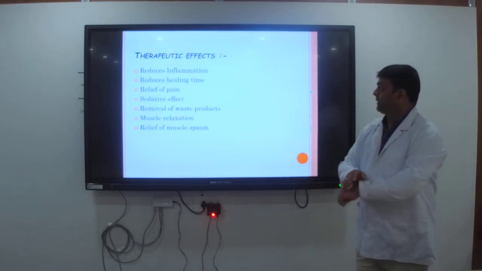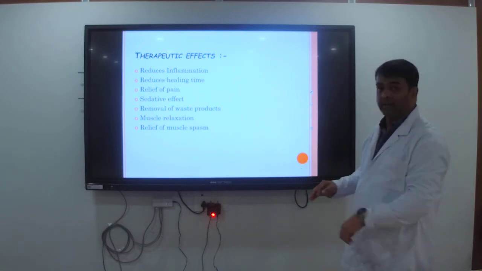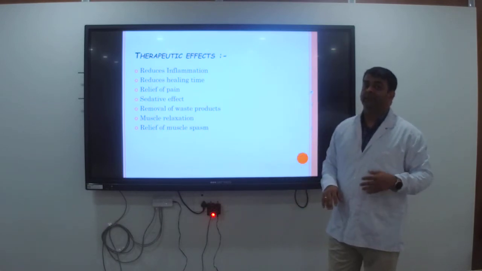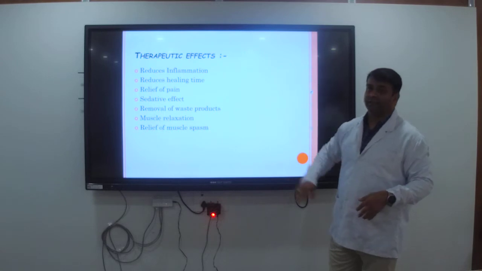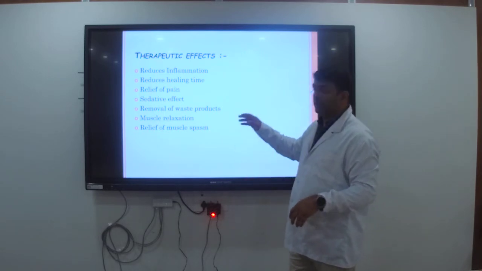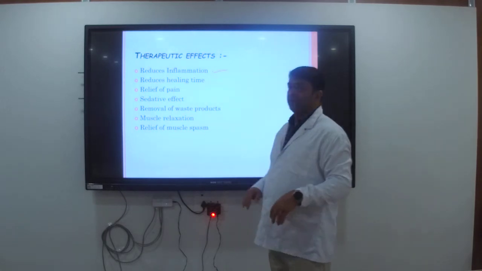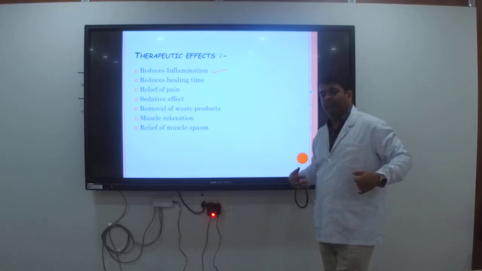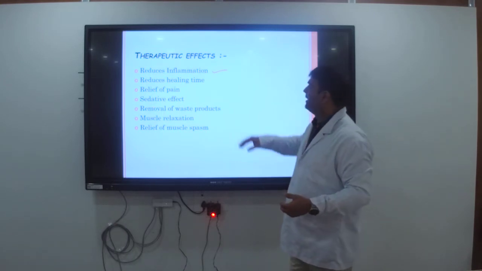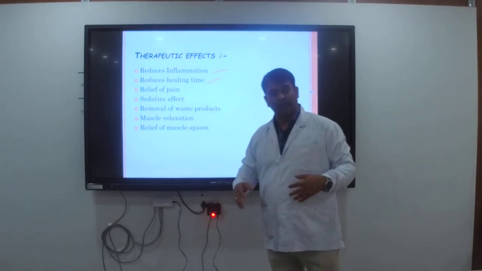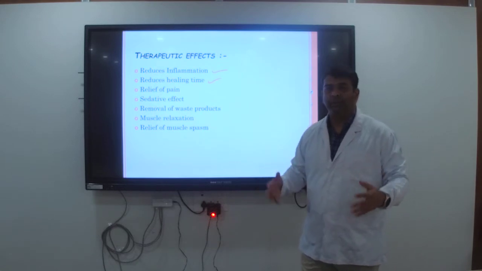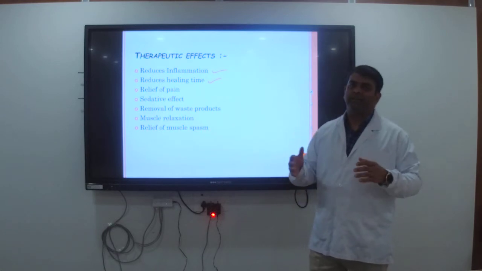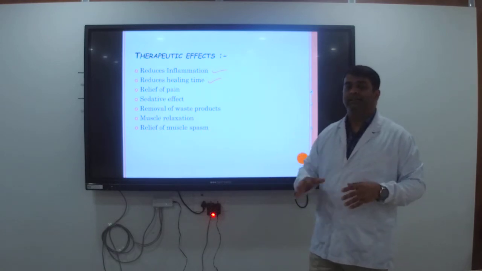Now, we have seen the physiological effects, and now we are going to therapeutic effects. Therapeutic effects: it reduces inflammation, inflammation over your knee joint, over your shoulder joint, or spasm of the back, low back, upper back, whatever it is. Due to the diathermy modality, the time period required for natural healing is reduced. So it reduces the healing time.